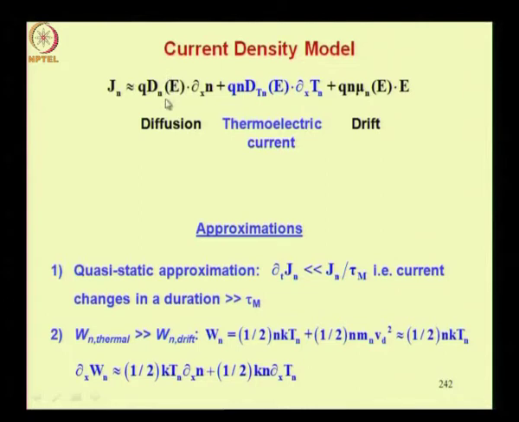So, this term represents diffusion, which is related to the carrier concentration gradient. The term dependent on the temperature gradient represents the thermoelectric current, and the term dependent on electric field represents the drift current.